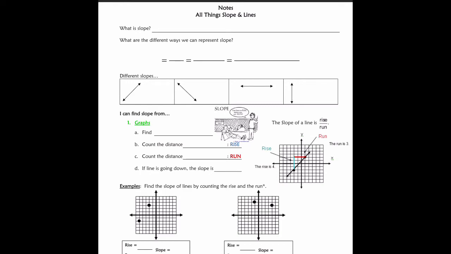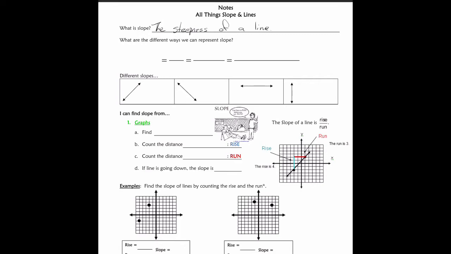All right, so today we are going to talk about all things slope and lines. So thinking back to your Algebra 1 days, right, slope was a big part of describing how lines behave. So starting out at the beginning here, first let's identify what slope is. So slope is the steepness of a line.